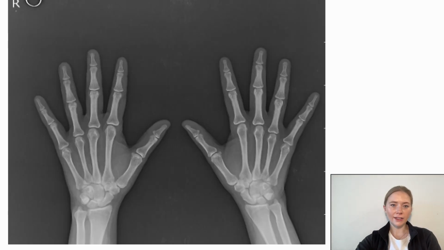A final note about views. Ordering bilateral hand X-rays, like the normal ones shown here, may be helpful in some circumstances because you can compare it to an uninjured mirror image. Bilateral hand X-rays are more commonly done in the setting of arthritis, but can be used when needed in a trauma setting, and it's a good tool to have in your back pocket if you're ever unsure about a diagnosis.